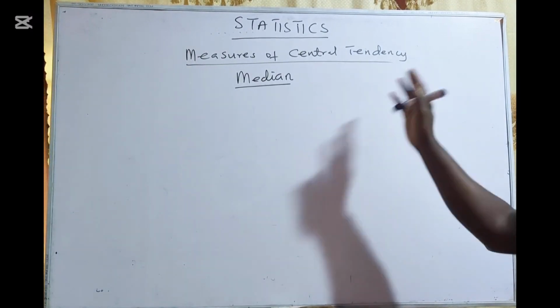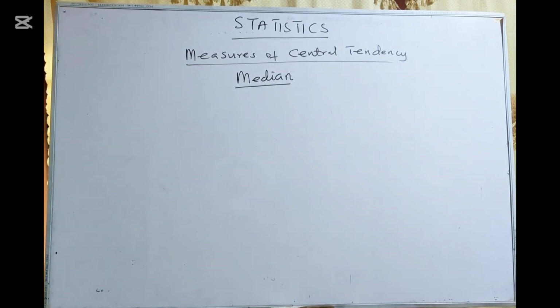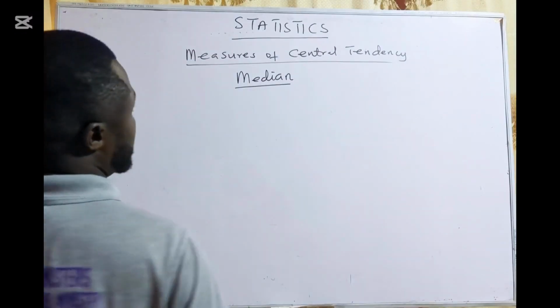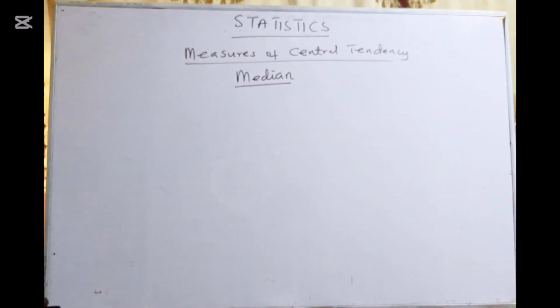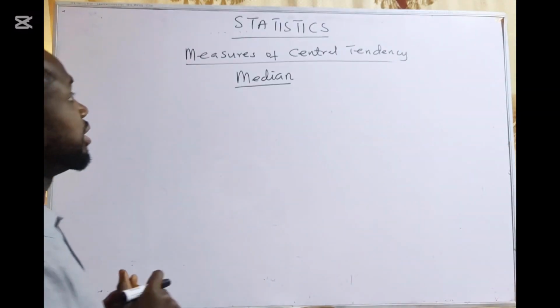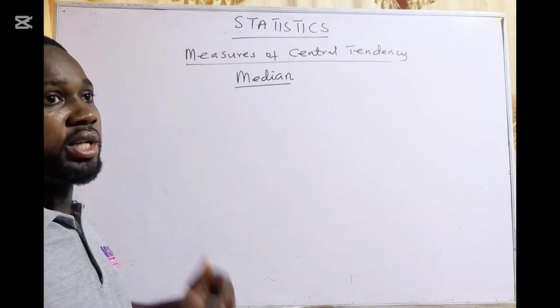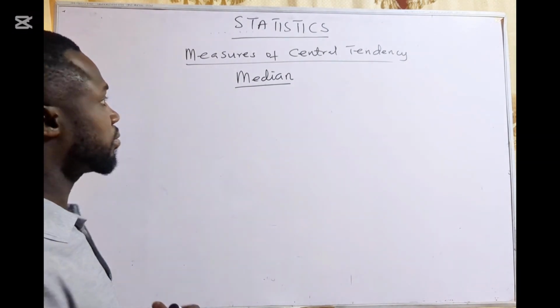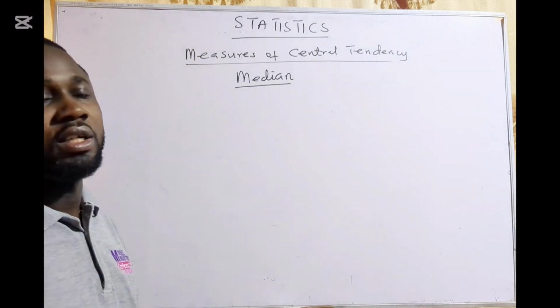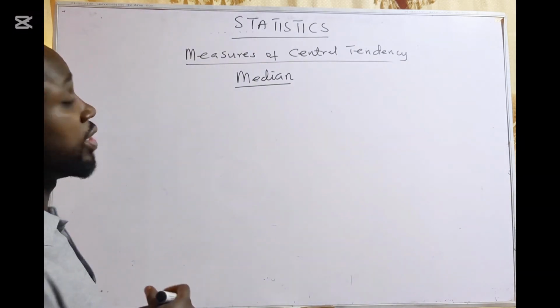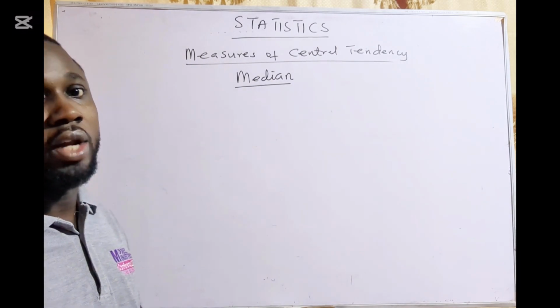We are still on measures of central tendency, and let's look at the median. The median is the middle value of a given data. So when you are given the data, what you have to do is, first of all, arrange the data in order.